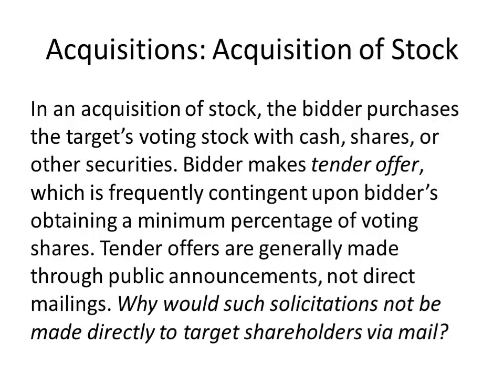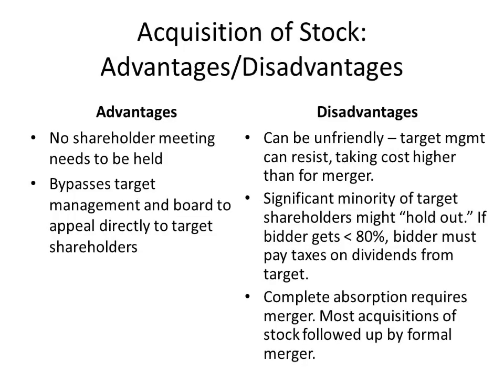Why do you think such solicitations would not be made directly to the target shareholders via mail? Well, who has the list of the target shareholders? The target firm itself. Are they going to be in a big hurry to make that available to a bidder? Absolutely not. As we discussed in the last slide, target managers are not going to be in favor of being taken over. Now let's talk about the advantages and disadvantages of acquisition of stock as a means of takeover.